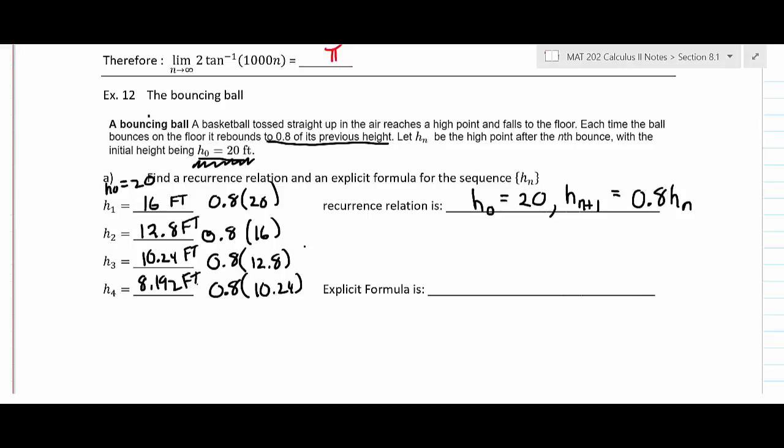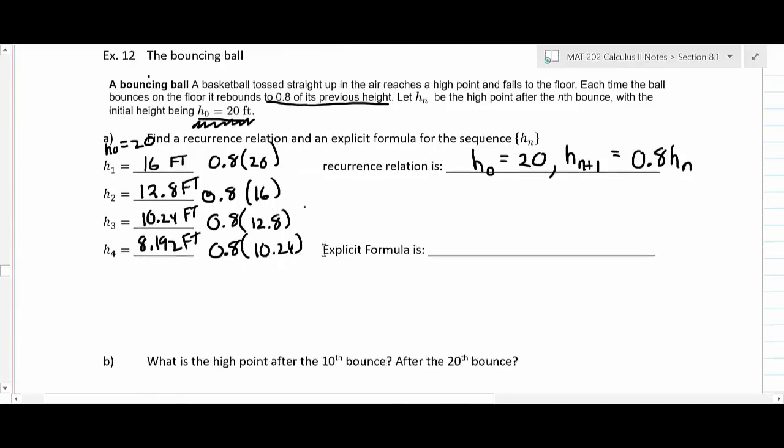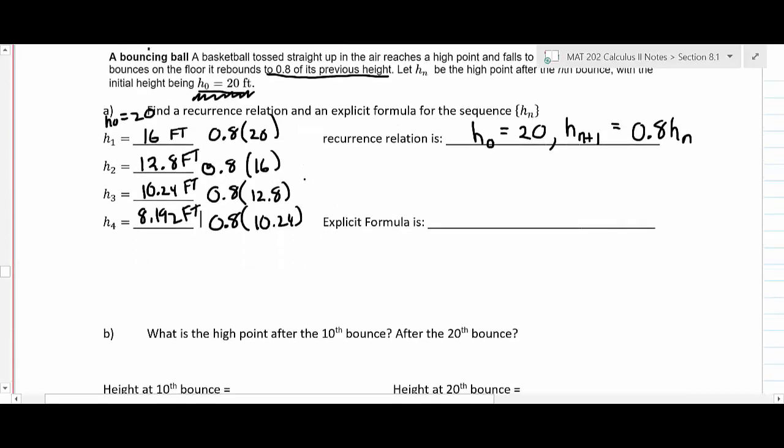Eventually it's going to do that, okay? All right? So that's kind of the idea with that. That's your recurrence relation. Now, finding the explicit formula is harder in this problem. A lot of times what you have to do on this explicit formula is write things out so that you see the pattern that works for every single term.